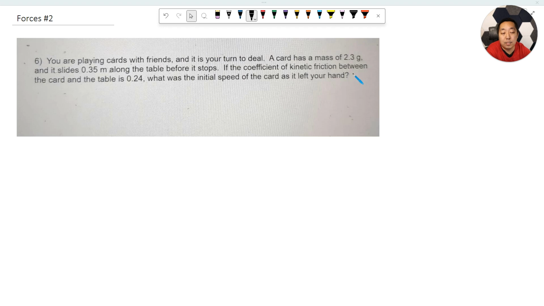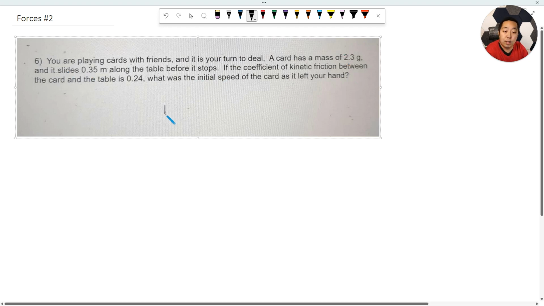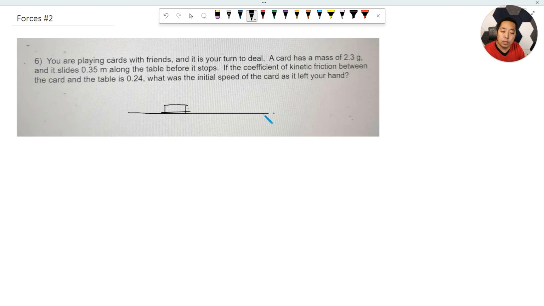You're playing cards with friends. Your turn to deal. A card has a mass of 2.3 grams and slides 0.35 meters along the table before it stops. We'll just draw it like a box. Pretend it's along the table, and it slides from here to here, and the distance it travels is 0.35 meters. If the coefficient of kinetic friction, mu k, is 0.24, what was the initial speed?